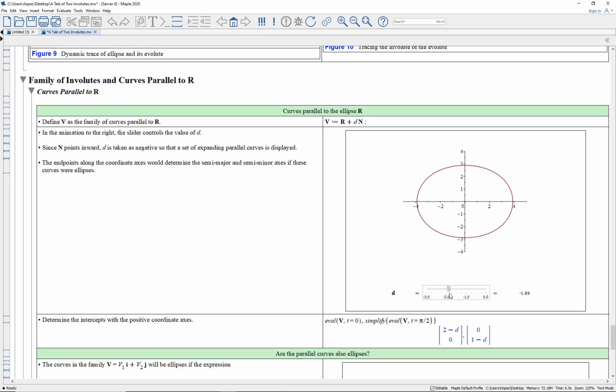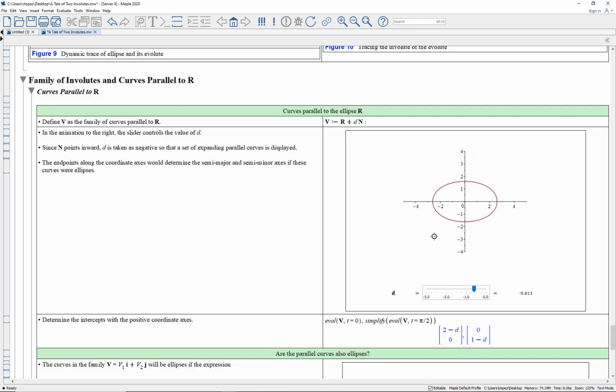Here is a slider. You can see d is in this negative range. You can see you get a family of curves that are oval and are outside the ellipse. That's the family of parallel curves, or curves parallel to R.